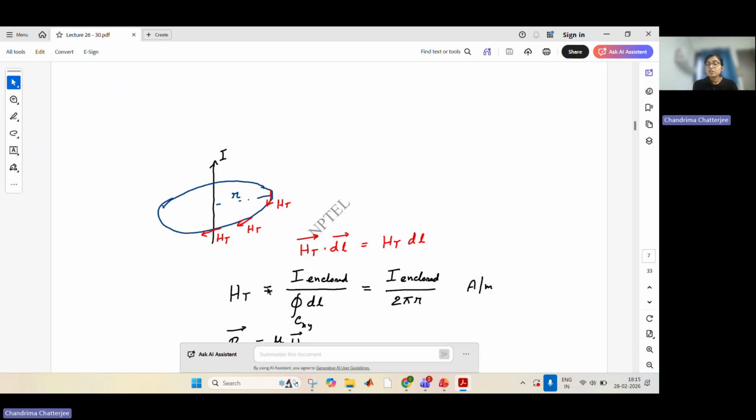If you know Ampere's law, what does it say? It says that the integral of HT dl is equal to I enclosed. That is Ampere's law. The integral of H dl is basically ampere turns, and that is equal to I enclosed. So HT we can find out: HT is I enclosed divided by dl. What is dl? This is the circumference, that is 2 pi r. So HT is equal to I enclosed by 2 pi r, where I is the current flowing through the conductor.